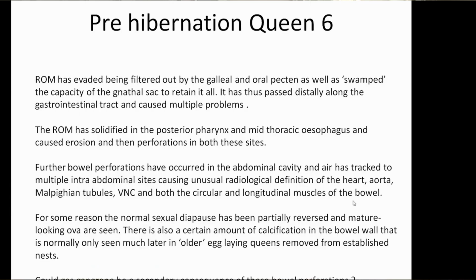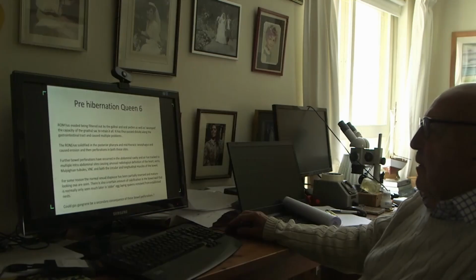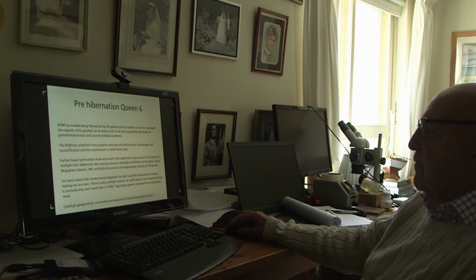And the suggestion I'm going to be making is that the material has passed beyond the nathal pouch. It has solidified in both the posterior pharynx near the brain and in the mid-thorax as well as the abdomen. Now, for it to solidify like this, one wonders whether some of the material might have been some form of a cement, because this would be highly abnormal.